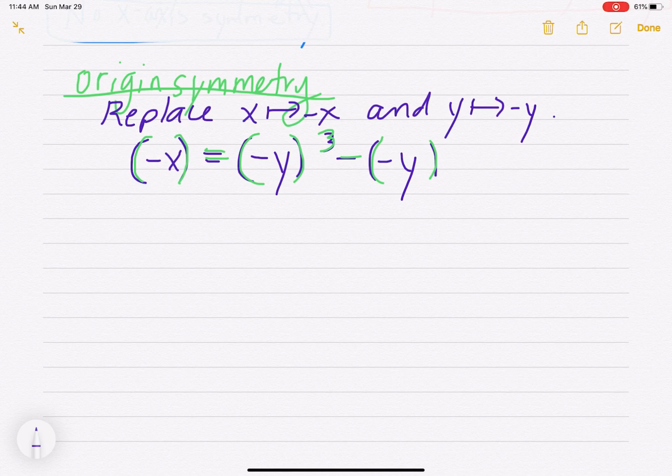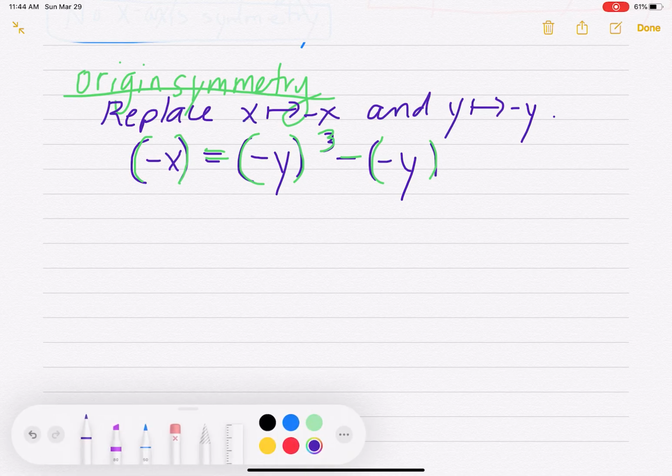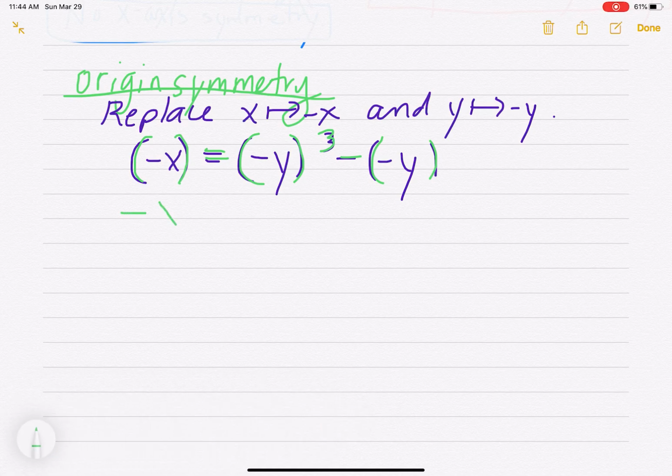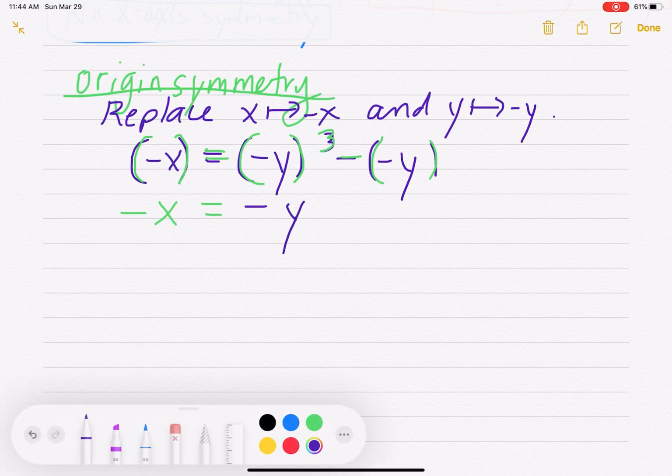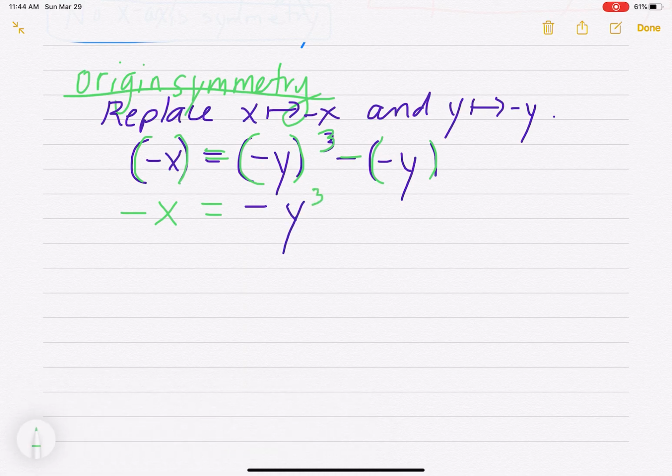And when you do that, let's simplify. First of all, we're going to have negative x on the left-hand side. On the right-hand side, you have a cube above that negative y, so you can extract the negative. Anytime you have an odd power, you can extract the negative from the parentheses. You're going to have minus y cubed. And the double negative there makes it plus y, right? So you have negative x equals minus y cubed plus y.